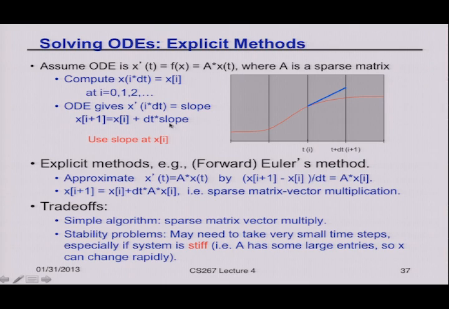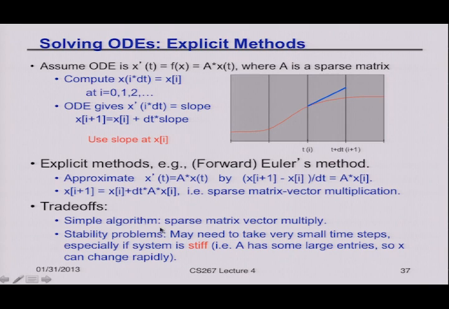So the question is, where do I get the slope from? And the choice I'm going to make here is I'm going to use the explicit method. I'm going to use the slope right there. So it's the tangent to the solution at the beginning of the interval. And that's called Euler's method. And when you write it down, it's x sub i plus 1 is x sub i plus dt times the slope. And the slope is, given by the differential equation, A times x sub i. So this is take a vector and add to it a scalar times a matrix times a vector. It's all sparse matrix vector multiply. So all you need to parallelize this, even if it's nonlinear, it's the same idea, is a sparse matrix vector operation. So we will talk about how to parallelize this later.